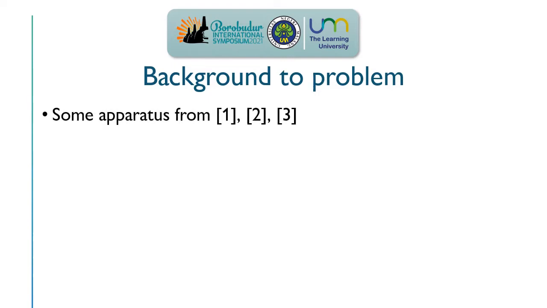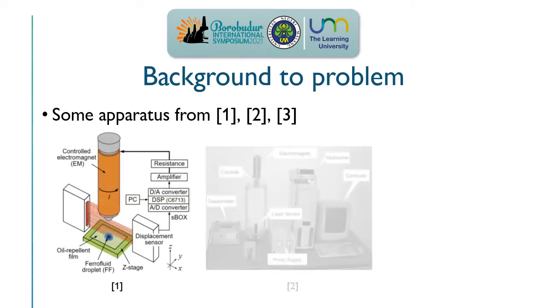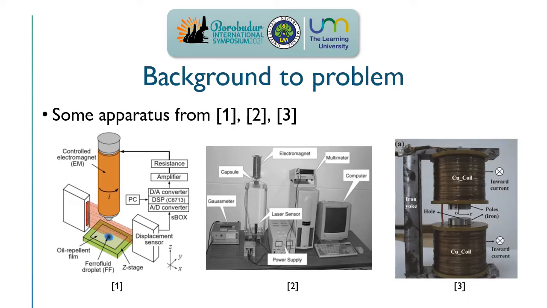Some apparatus from references 1, 2, and 3 will be shown in this presentation. This is from reference 1. This is a coil, and the current is controlled by an amplifier, and this is a displacement sensor. This is to know the position of the ferrofluid droplet.